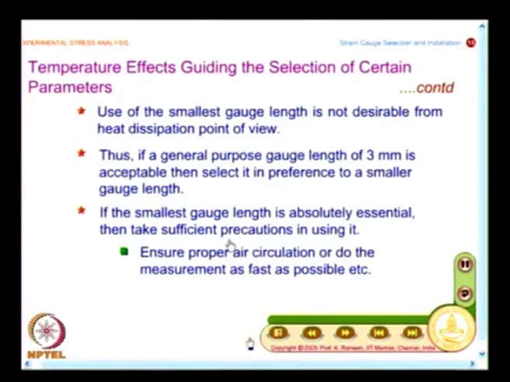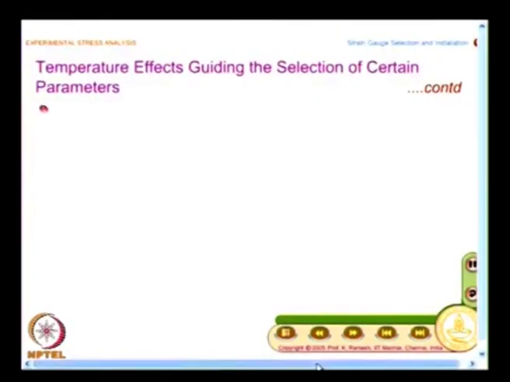So, the idea is do not jump and demand that you will use the smallest gauge length for strain measurement. And I also said, from the point of view of optimizing your number of channels, do not demand that you will use a rosette at every point in the domain. Depending on the knowledge of the stress field, use a single element strain gauge, 2 element strain gauge, or a 3 element strain gauge judiciously. So, these are the ways that you minimize the entire cost of your strain gauge instrumentation.